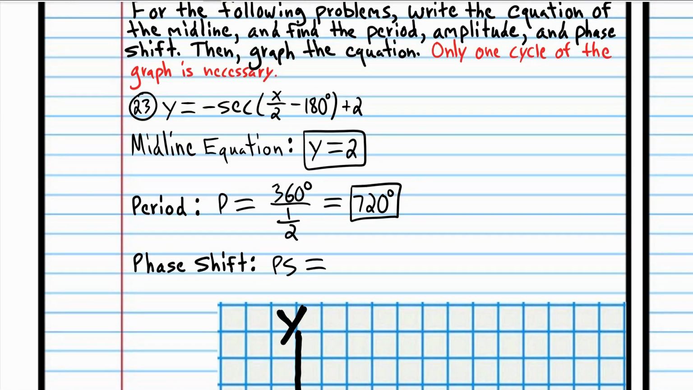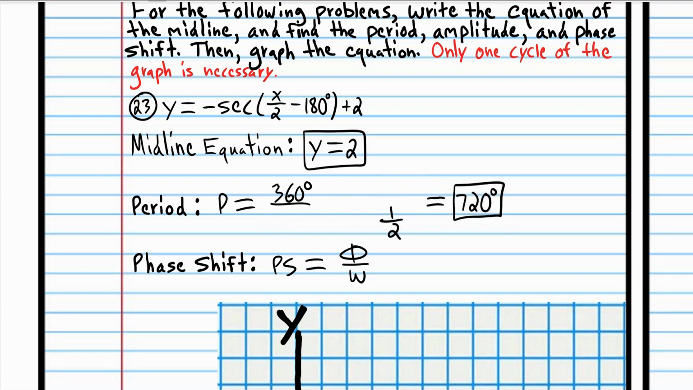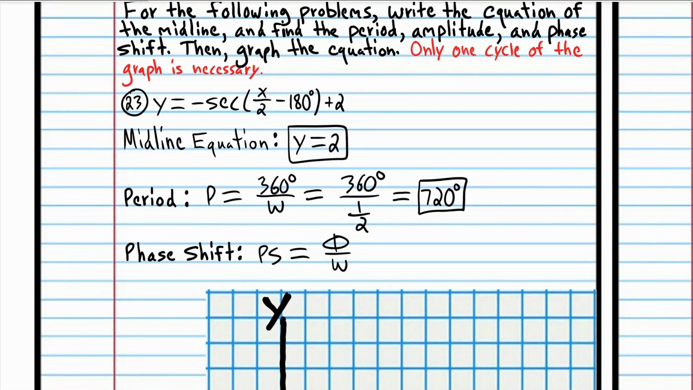The phase shift is always phi divided by omega. And maybe I should write that equation there. That's 360 divided by omega. Probably be good to show that. And phi divided by omega, that's going to be positive 180 degrees. Remember, it's the opposite sign, so it's negative up here. That means it's positive phi divided by omega. Simplify that complex fraction and we get 360 degrees.